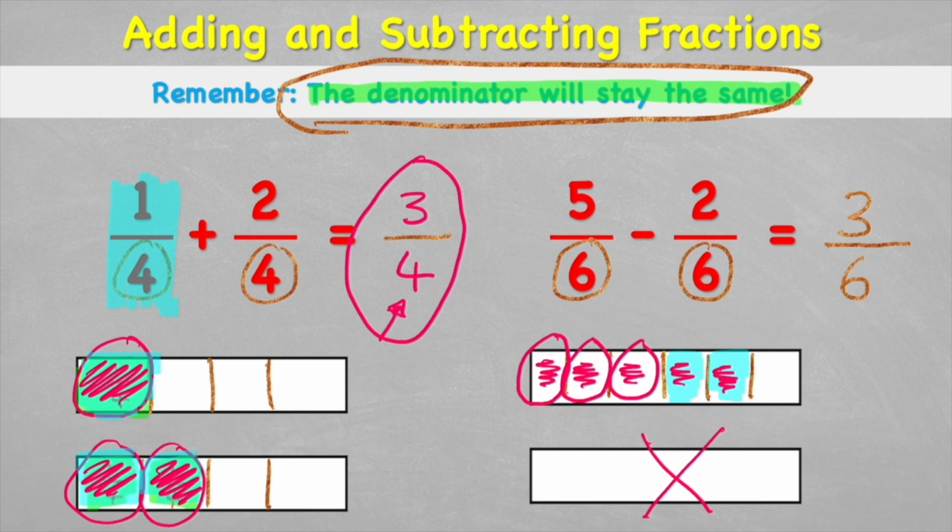Now some bright sparks between you will start to notice that all we're doing really is keeping the denominator the same. And if I'm working in 6, I end up with a 6, and then I'm just using the operation on the numerator.